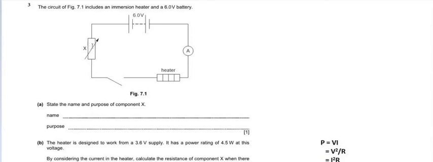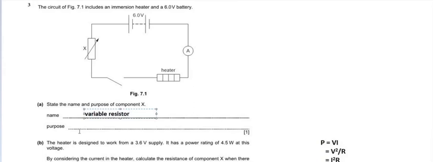So if you have only the rectangle, it can be the resistor, and if you draw an arrow through it, it is nothing but the variable resistor. So this component is nothing but the variable resistor.